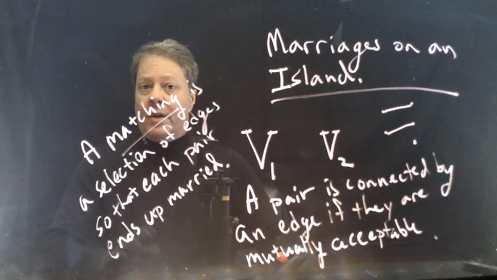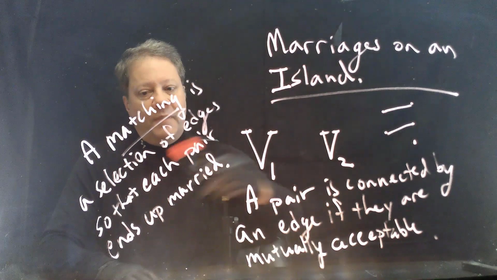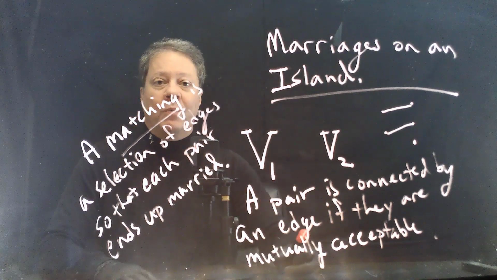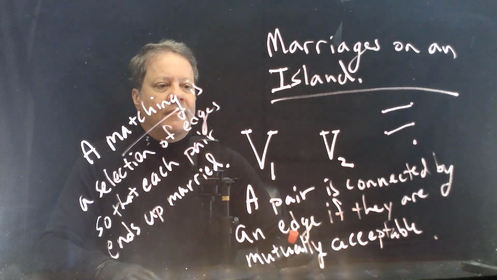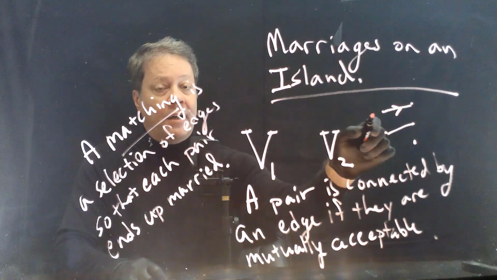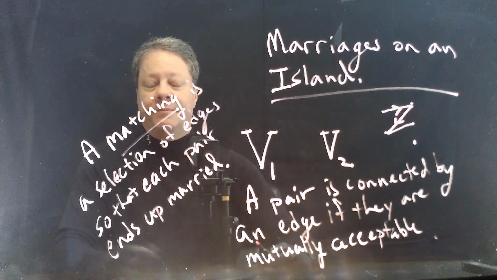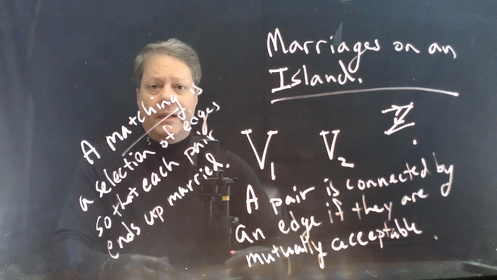It's also possible to do this analysis where the acceptability goes only one way, in which case we would have a directed graph or a digraph. It's possible that this goes this way but not the other way. Maybe it goes this way over here. And so we can generalize to these directed graphs.